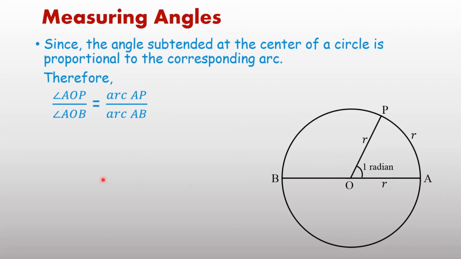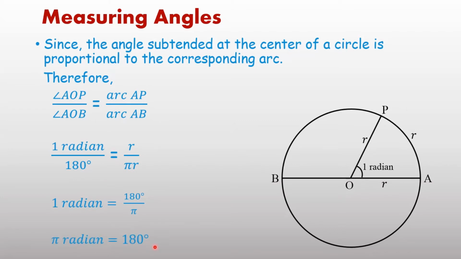By putting values, angle AOP means 1 radian, the straight angle means 180 degree, equal to r upon pi r. Or you can say 1 radian, r cancels out here, equals 180 upon pi, or pi radian equal to 180 degree. Here also we are going to establish the relationship between degree and radian. It implies 180 degree, which we are calling a straight angle, is equal to pi radian.